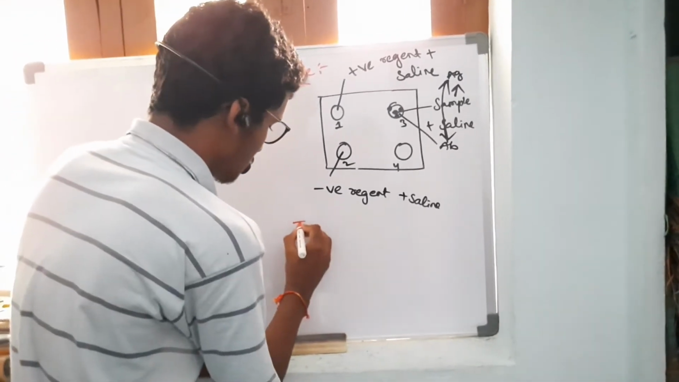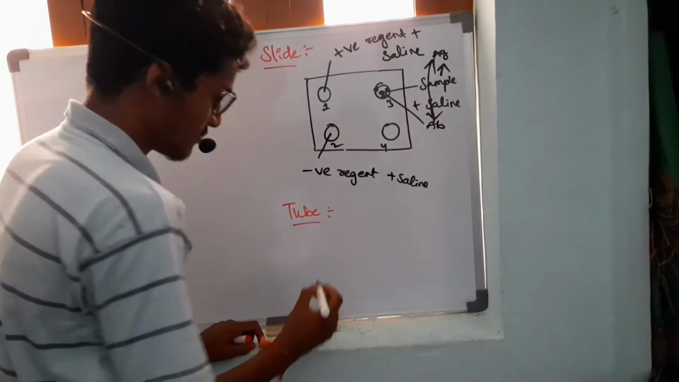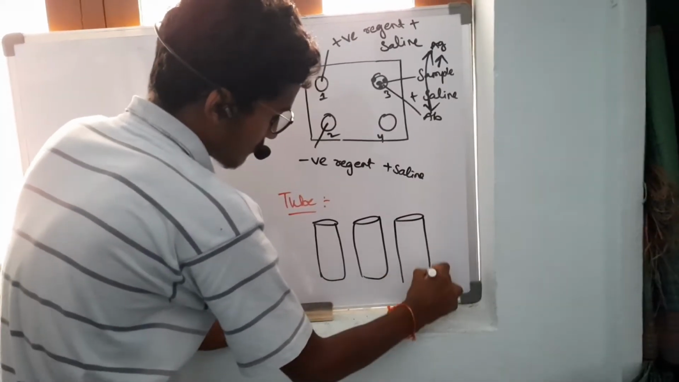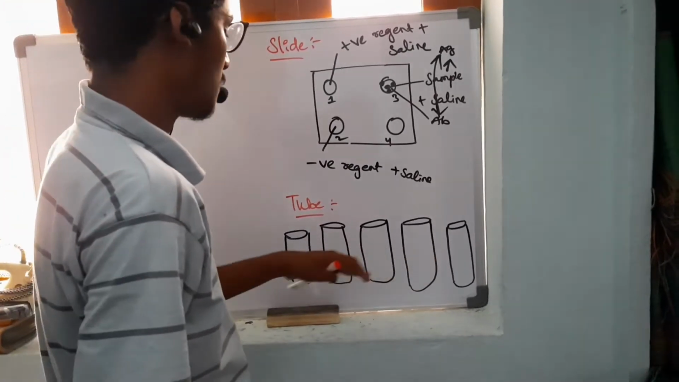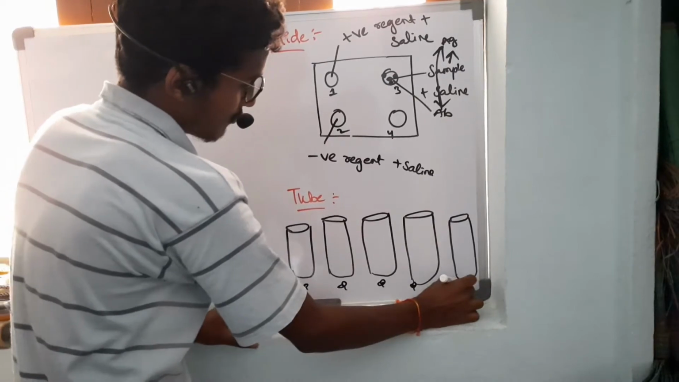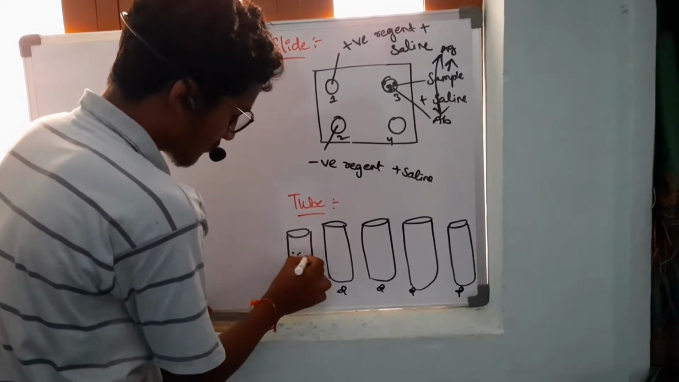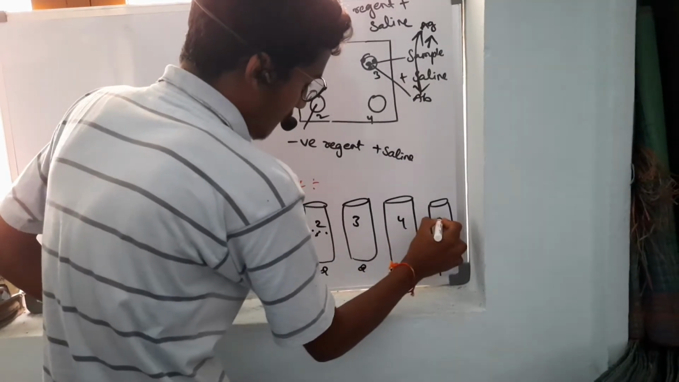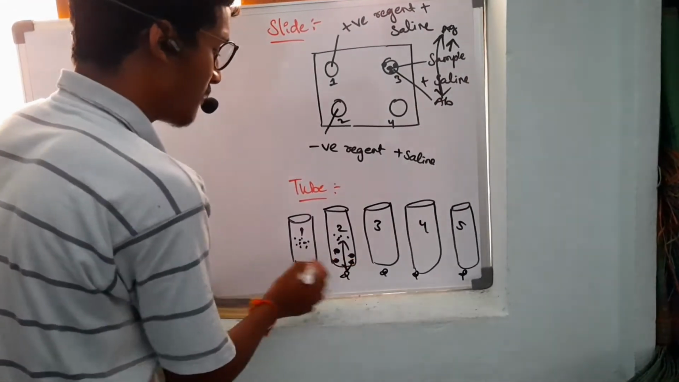Next one is test tube agglutination. What is actually meant by a tube agglutination? Take a series of test tubes. Add an antibody in equal concentration, and different concentrations of antigen, like 1, 2, 3, 4, 5. Where antigen and antibody are in equal amounts, they get clumped.